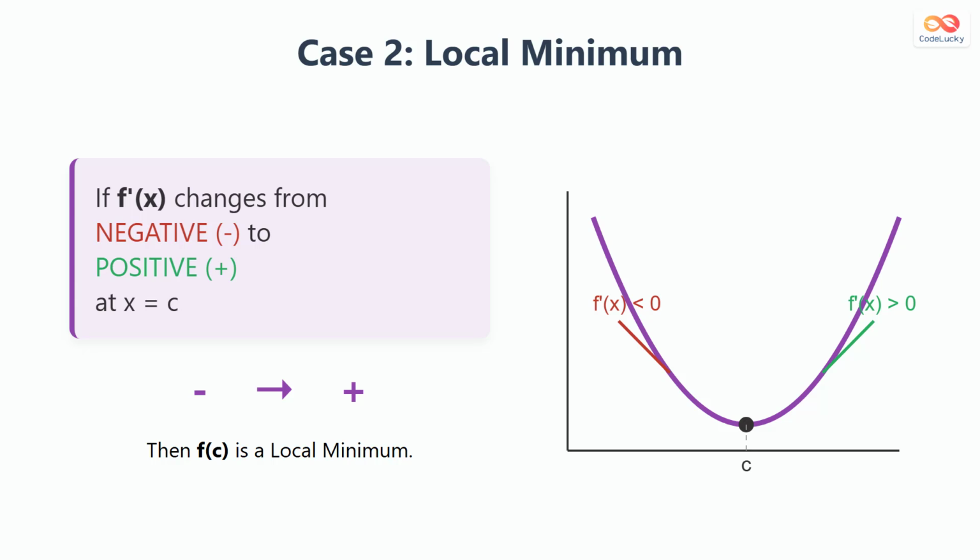The second case is the opposite. If the derivative changes from negative to positive, the point is a local minimum. This is like walking down into a valley and then climbing back up. The bottom of the valley is the minimum.